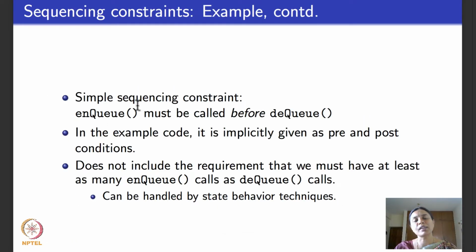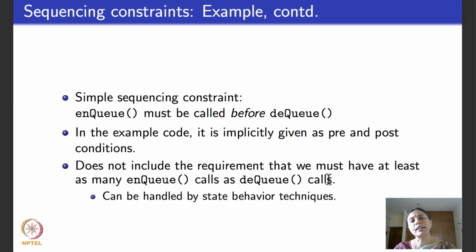In fact, you can write several such other sequencing constraints for the queue example itself. Another simple sequencing constraint is something like this. It says that there must be at least as many NQ calls as there are DQ calls. Why do we need this? Let's say I have a queue. The queue contains, at some point in time, let's say 3 elements. So what can I do? I can do 3 DQs continuously.